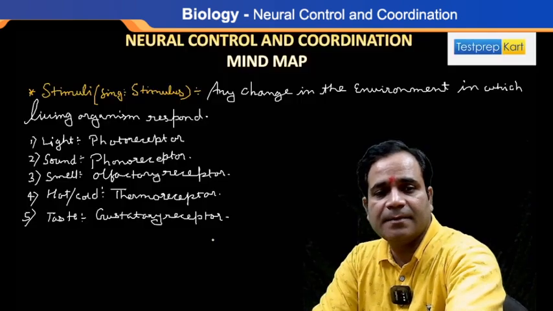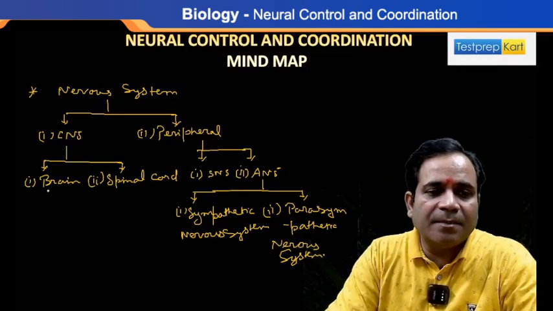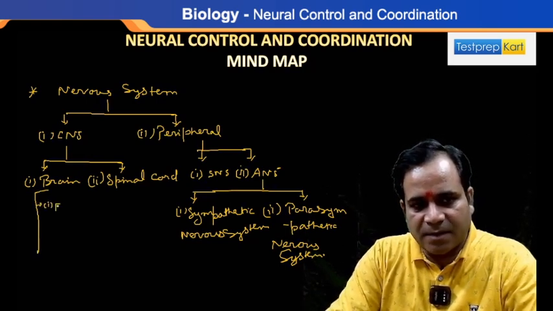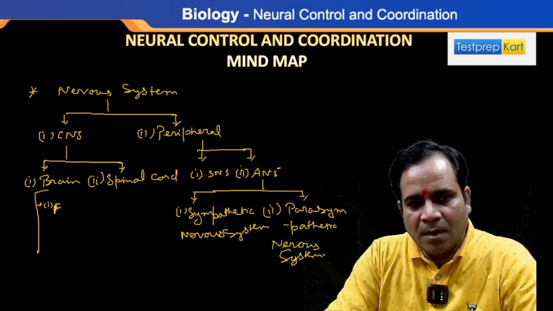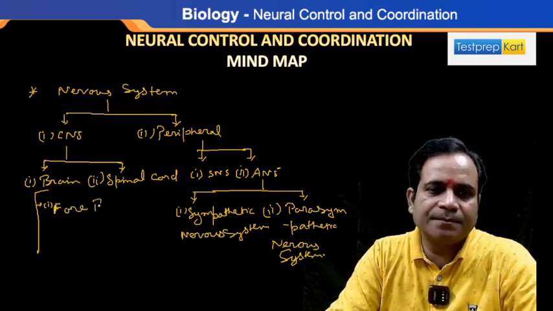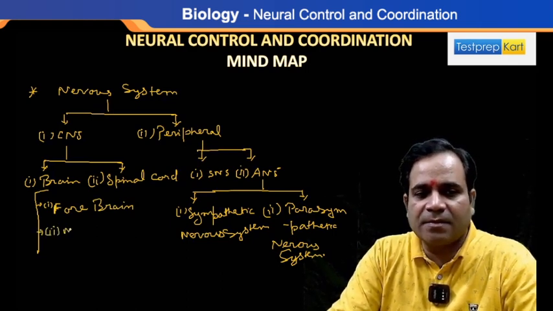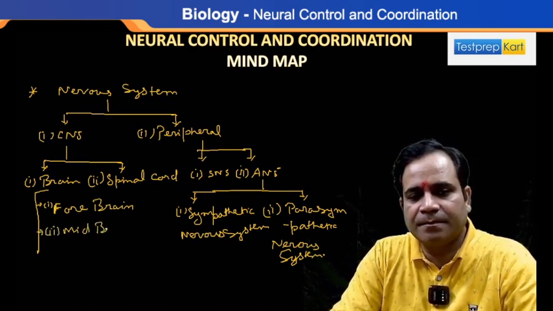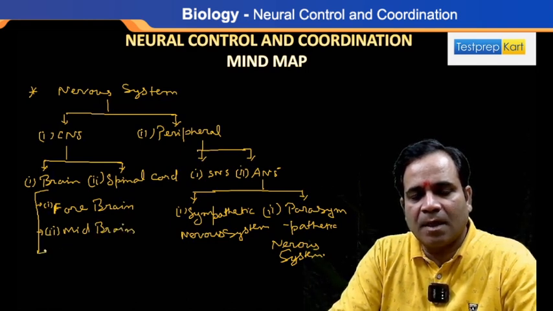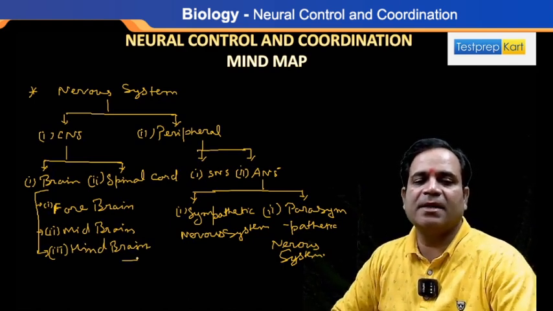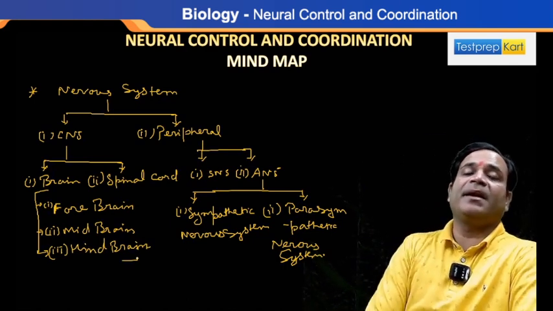Now, see this one thing. The brain can be further classified into parts. The first is the forebrain. The second one is the midbrain. And the third one is the hindbrain. Correct? One is forebrain, second is midbrain, third is hindbrain, my dear.